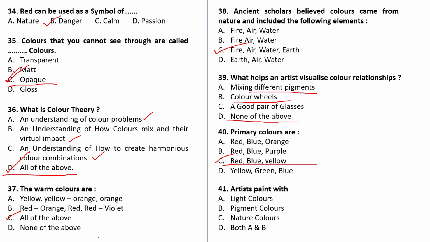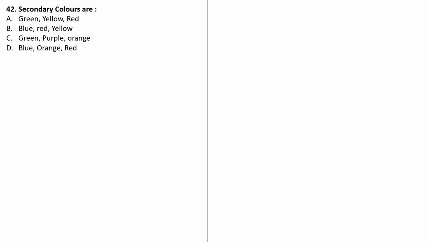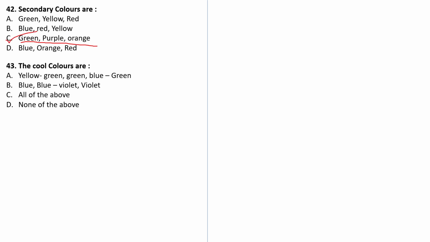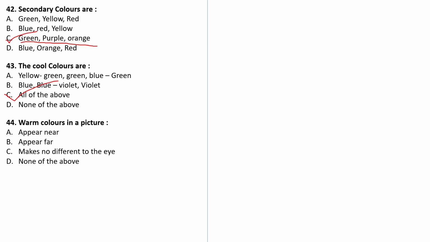Artists paint with light colors, pigment colors, nature colors, or both A and B. So they use pigmented colors. Okay. Then secondary colors, what are secondary colors? C is the answer. The cool colors are yellow-green, green, blue-green, blue, blue-violet, violet. All of the above are cool colors. Okay. If you mix both of them, you will get blue tints and tones.